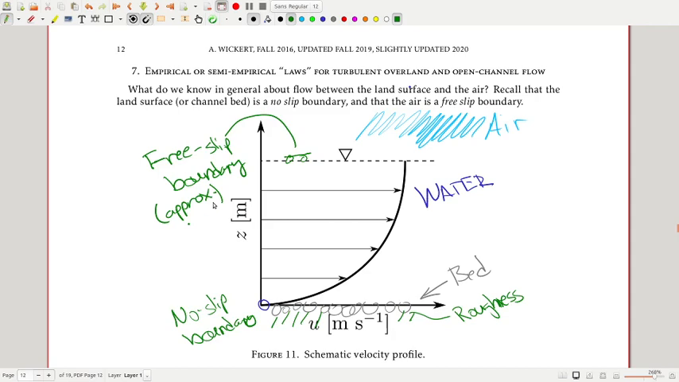And so within that flow, we have a velocity profile that looks like this. So this is just a generic curve going up. And I'm going to tell you right now that the shape of this velocity profile is roughly logarithmic. And we're going to discuss that when we get to the law of the wall.